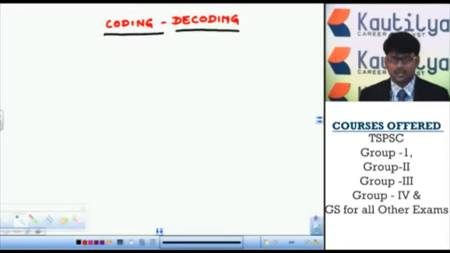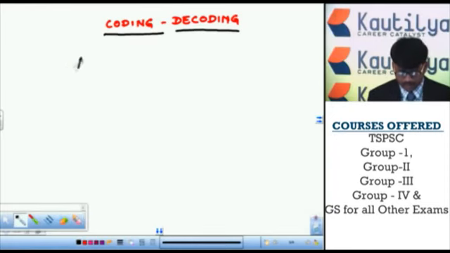So today's topic is coding decoding. Coding decoding is mainly based on alphabet. We have one alphabet, that is A to Z letters, called the alphabet. In that we have 26 letters, which we can write in a particular manner.